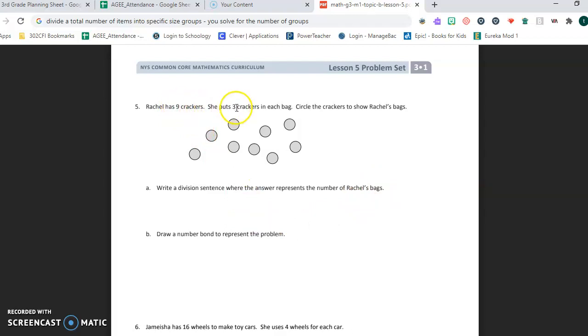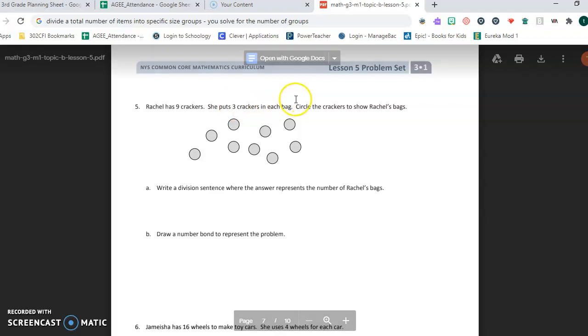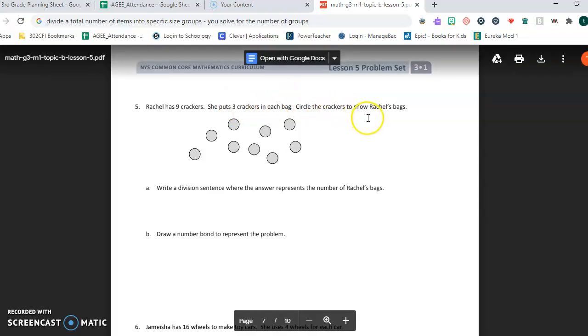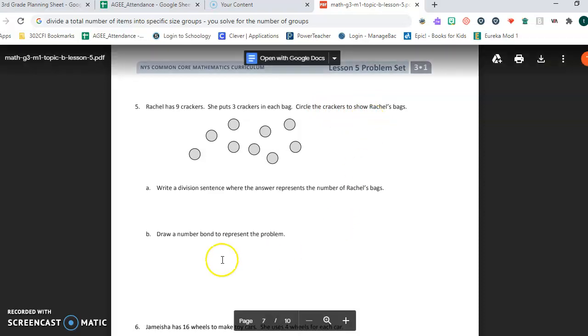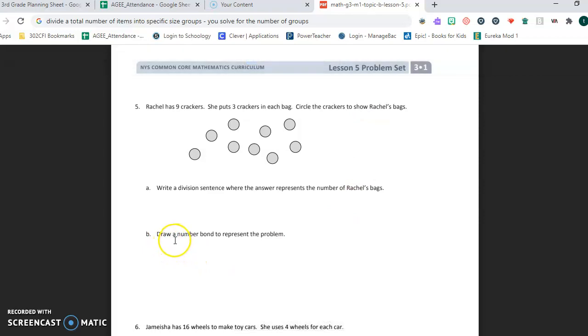You're going to divide by the number of items in each group. And then you are going to show that that equals the number of bags. And then we have our number bond model. So draw a number bond to represent the problem. In a number bond, the whole is the number that all the other parts point to.